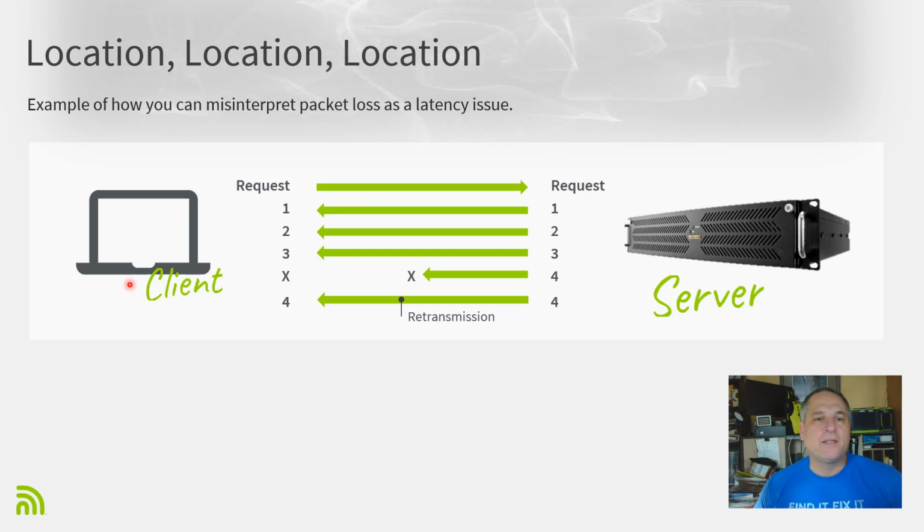So we've got a client here on the left-hand side, we've got a server here on the right-hand side, and the client sends a request to the server. And now the server is going to send back four packets. One, two, three, and four doesn't make it. So then guess what? I resend four. So from the server side of the fence, one, two, three, four, four means retransmission. Pretty simple, right? But from the client's perspective, one, two, three, big delay, because that was that packet that never made it, and then the retransmission, four.